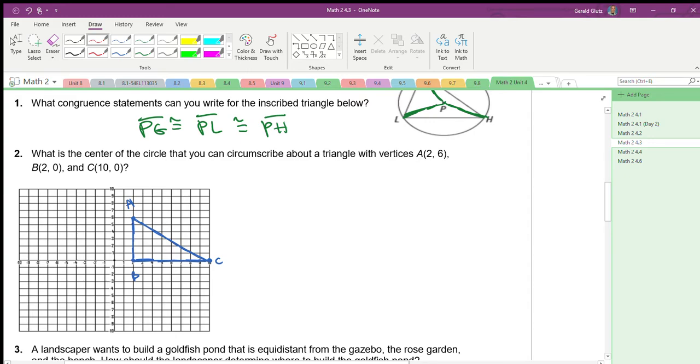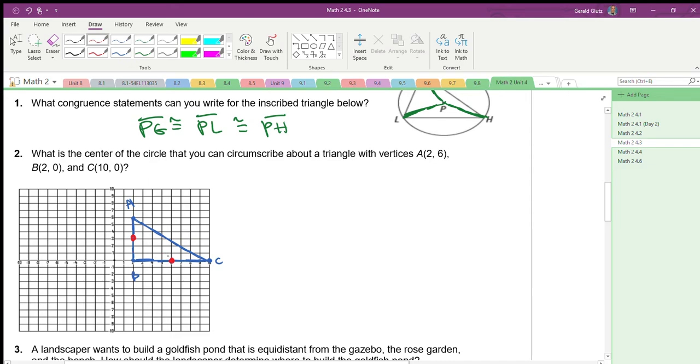So if I want to find the midpoint between A and B, well, A and B is 6. So 1, 2, 3, 4, 5, 6. So halfway would be right there at 3. That's the midpoint. The midpoint of BC, so B goes from 2 to 10, so that would be 1, 2, 3, 4, 5, 6, 7, 8. So I go half that, 1, 2, 3, 4. That's the midpoint of BC.